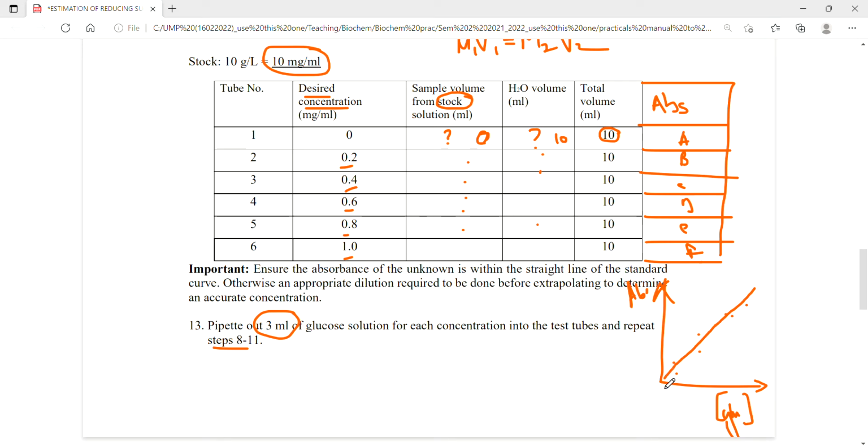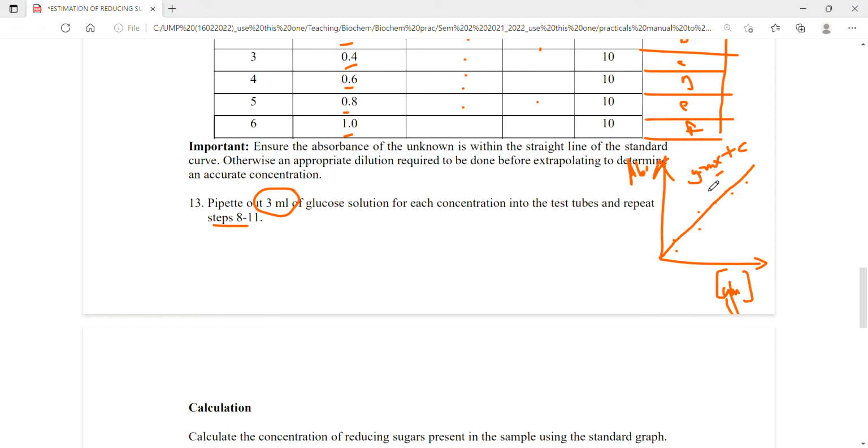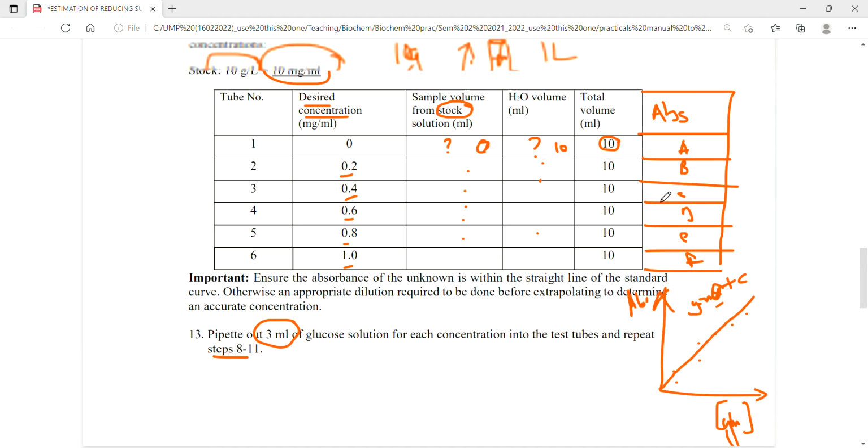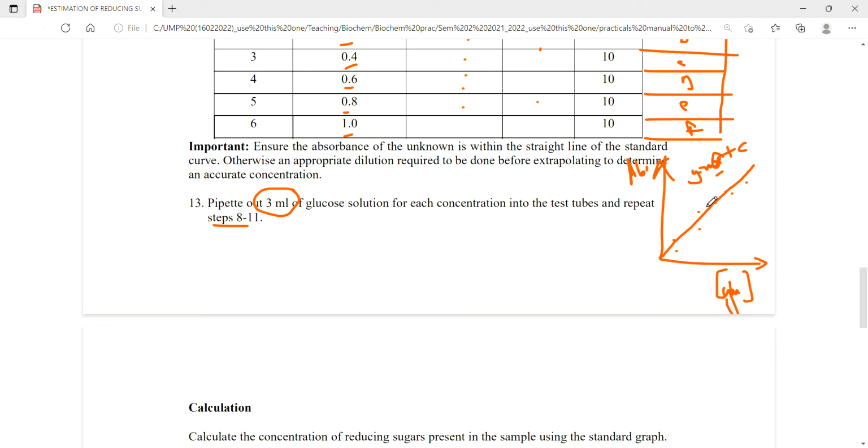Then get the computer to draw the line, and then determine what is y equals mx, or even up to mx plus c. This equation you can then use to determine the unknowns, because for the unknowns you already know the absorbance, so you use it to find out what is x. So you will know its concentration. At the moment you have its absorbance, and you use this equation to find out the concentration of the unknown.